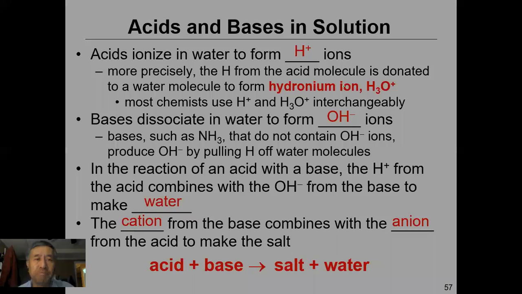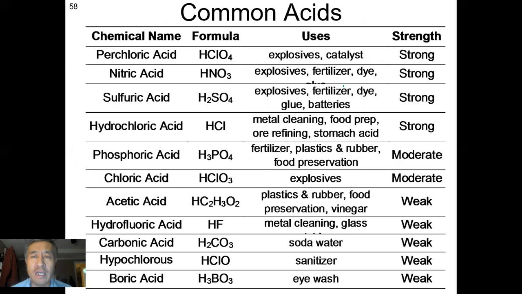Now this table is a list of common acids, and we have the name in the first column. So the first one is perchloric acid. Then the second column is the formula. Then here are the common uses. Then the last column tells you the strengths. So here we have some strong acids, we have moderate acids, then we have weak acids.